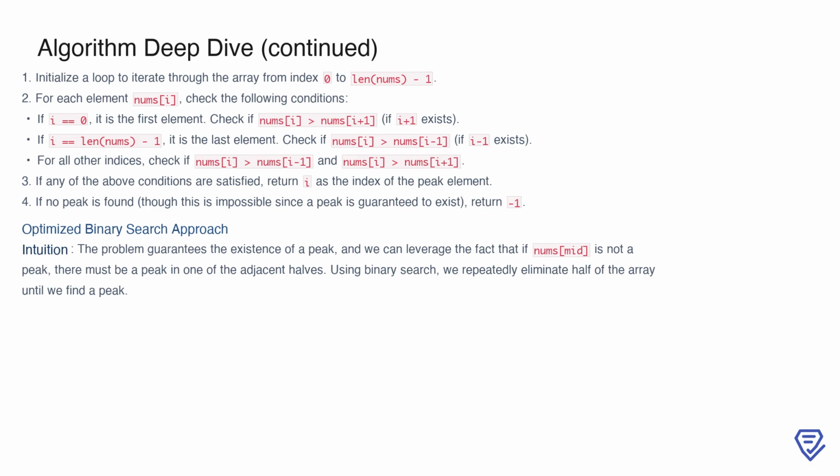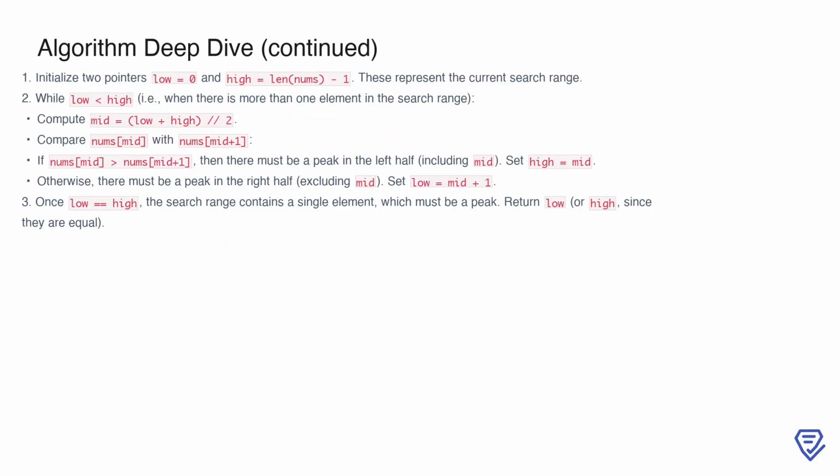Since the problem guarantees the existence of at least one peak, there's no need to handle cases where no peak exists. However, if implemented incorrectly, you might end up returning -1. While this method is simple, we can optimize it further using binary search. To optimize the solution, we use a binary search approach.